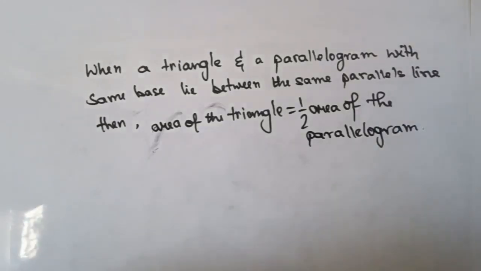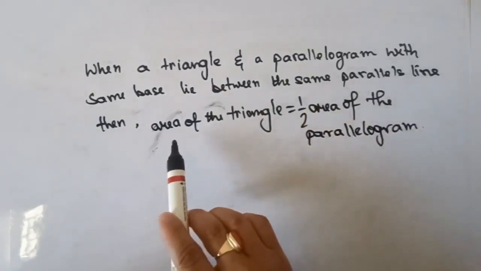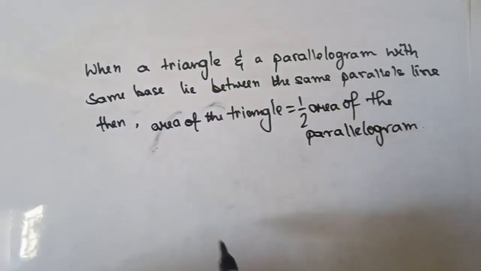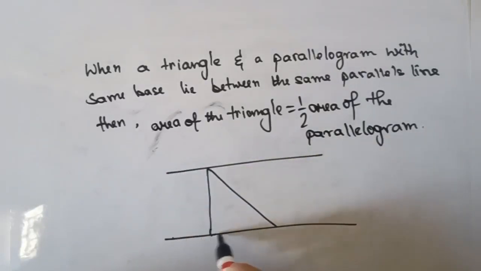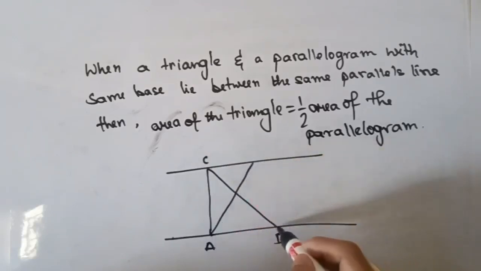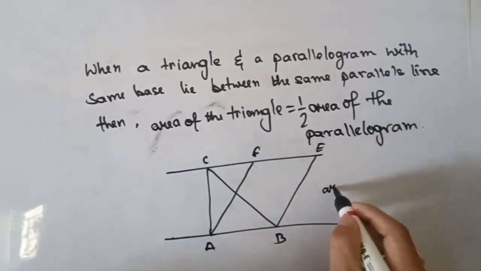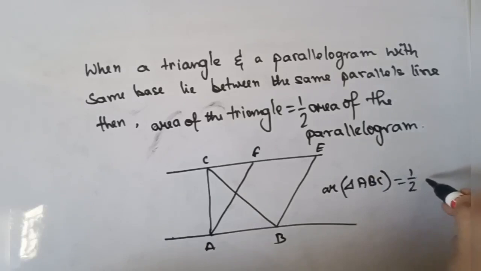Next, an important topic in this chapter is when a triangle and a parallelogram with the same base lie between the same parallel lines, then the area of the triangle will be equal to half of the area of the parallelogram. For example, in these two parallel lines, we have triangle ABC and parallelogram ABEF. Then area of triangle ABC is equal to half of area of parallelogram ABEF.